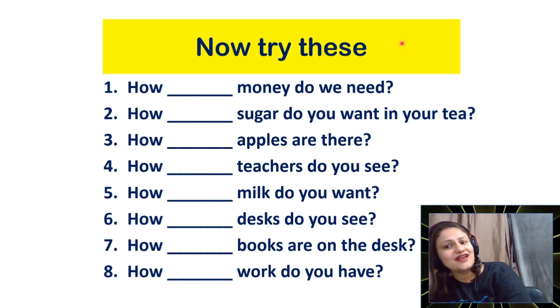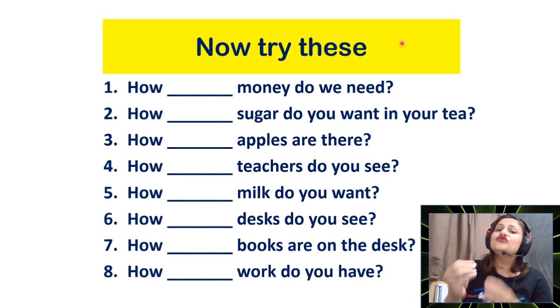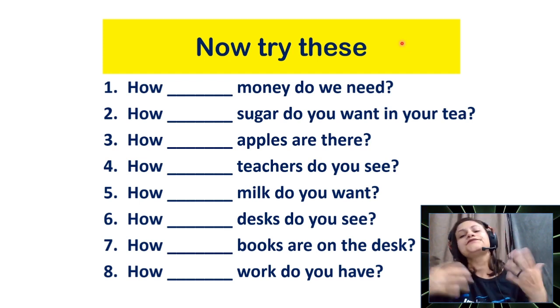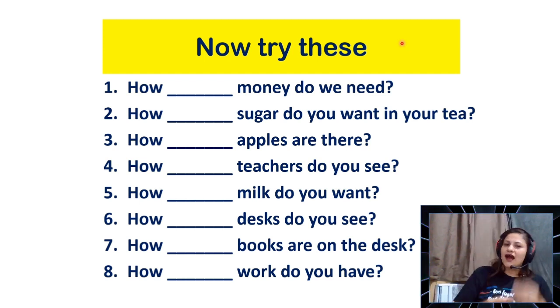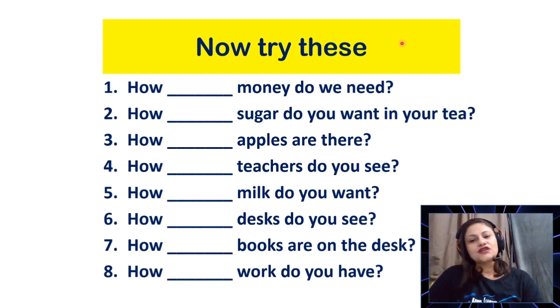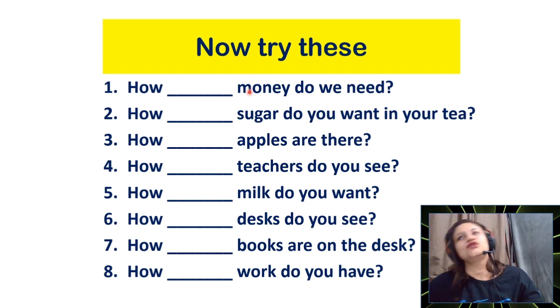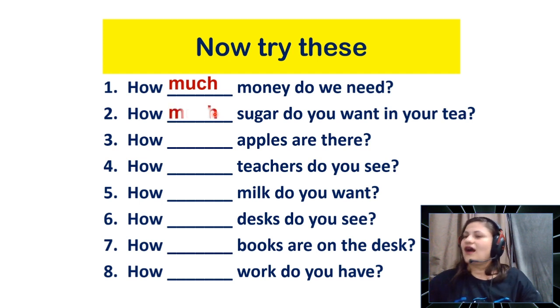Guys, now try these. We have 8 phrases here. We have to choose if we want to use much or many. Just remember, many we use for count things. I can count separately, 1, 2, 3. And much we use for things that we can't count separately. Number 1, money. I can count dollar, real, euro, but I can't count the word money. In this case, I use how much money do we need? Number 2, sugar. Sugar I can't count either, so how much?